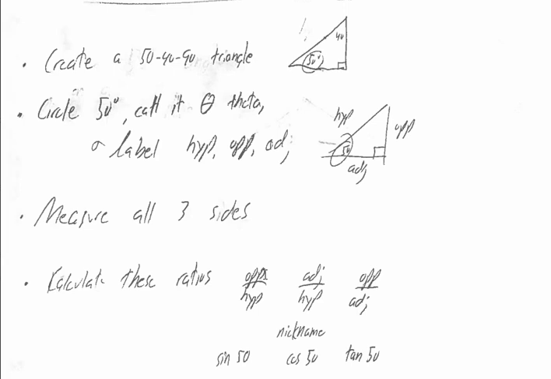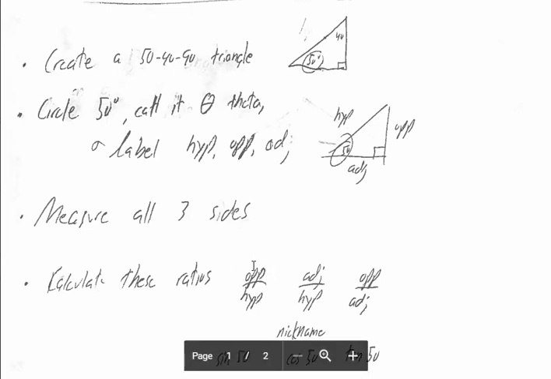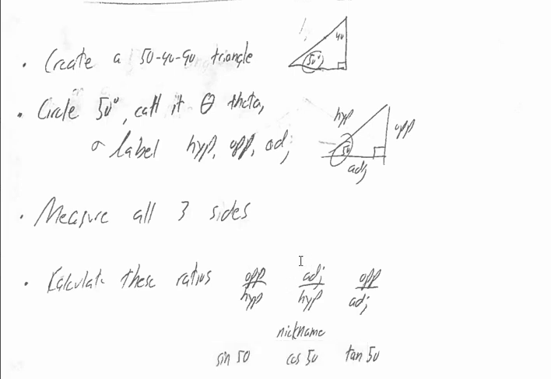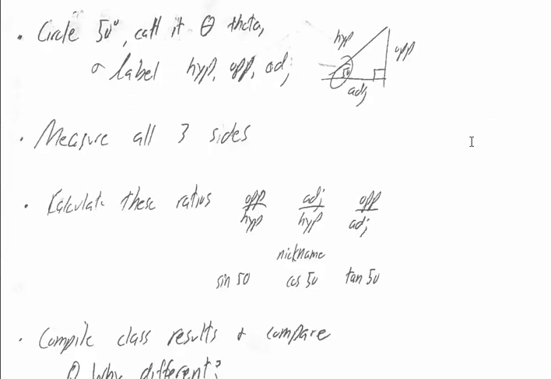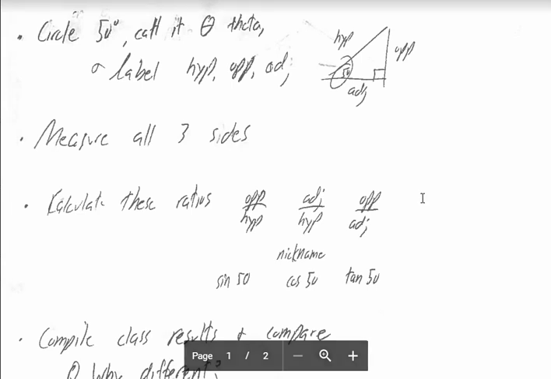And so I have everybody calculate with the calculator what is the ratio of their opposite divided by their hypotenuse, the adjacent leg divided by hypotenuse, and the opposite divided by the adjacent for their particular triangle. And as it turns out, there are nicknames for those ratios, which would be the sine of the 50-degree angle, the cosine of the 50-degree angle, and the tangent of the 50-degree angle.